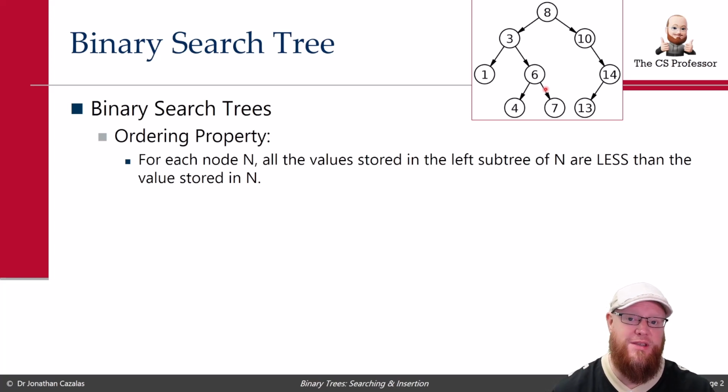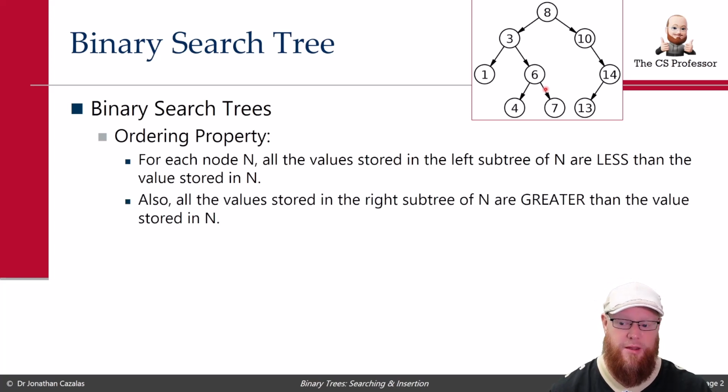In fact, what we see is for each node n, all of the values stored in a left subtree of n are going to be less than the value stored at node n. And this is true for every node: for each node n, all of the values stored in the right subtree of n will be greater than the value of n.